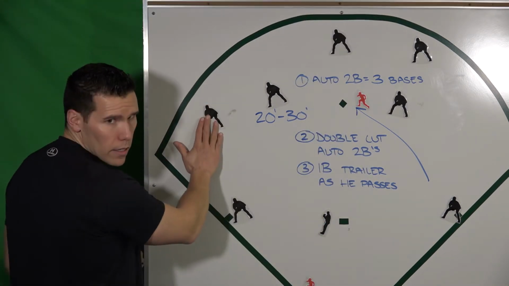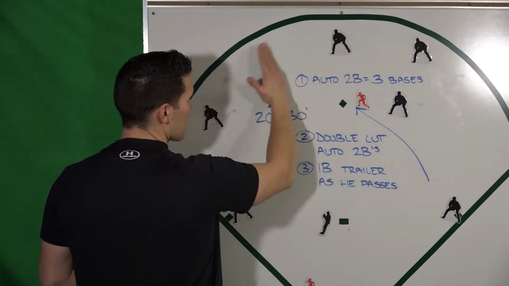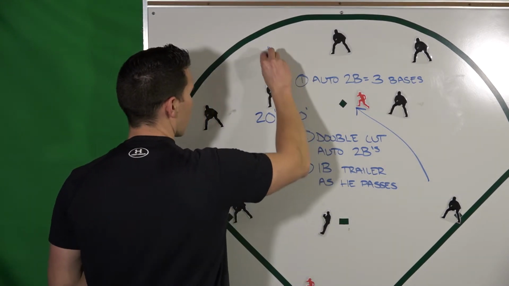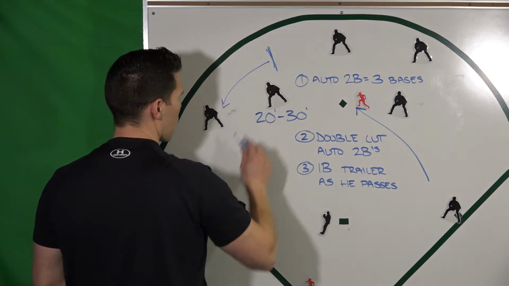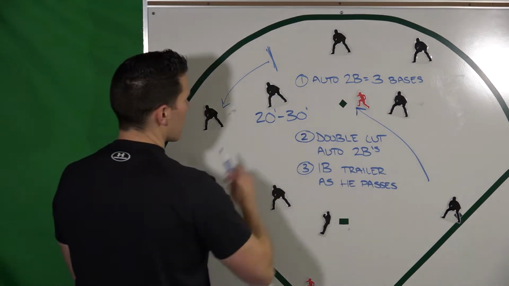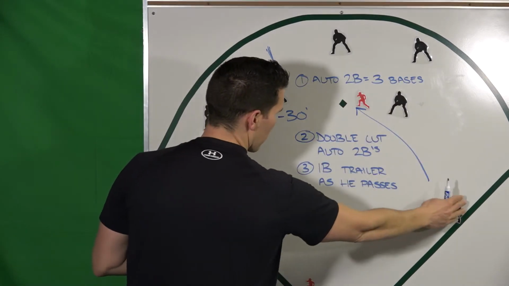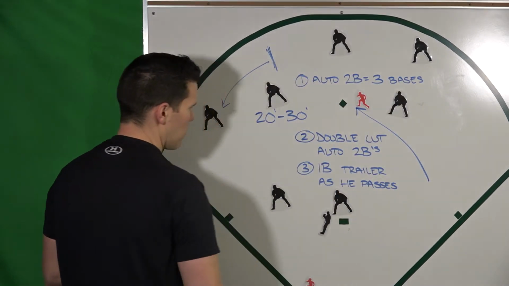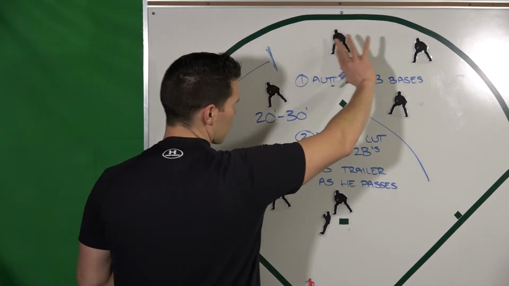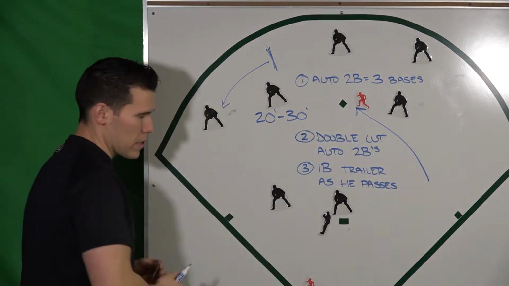On anything hit from left center over, so let's say about right here, anything over, third baseman's the cut. On anything there over this way, the first baseman's going to be the cut. So from left center or center field-ish over that way, the first baseman's the cut.